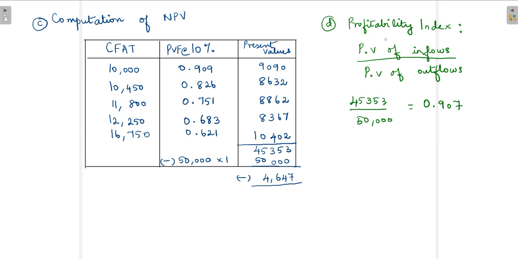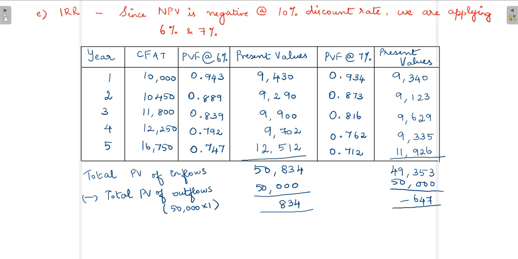The next method is the profitability index method. Profitability index is calculated by dividing the present value of cash inflows by the present value of cash outflows. We have both the values here in this table itself. The inflows is 45,353 and the outflow is 50,000. So the profitability index is 0.907.